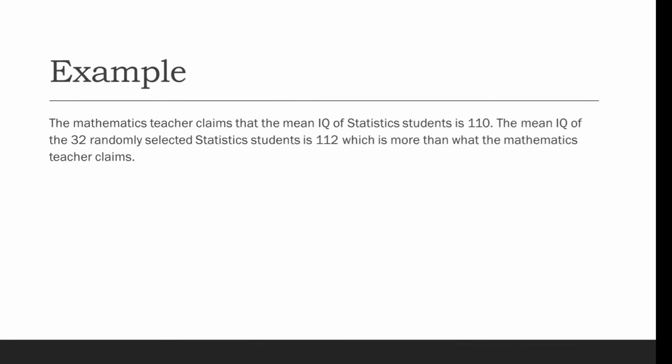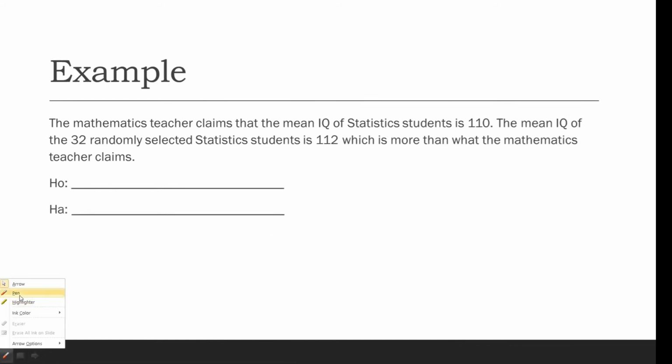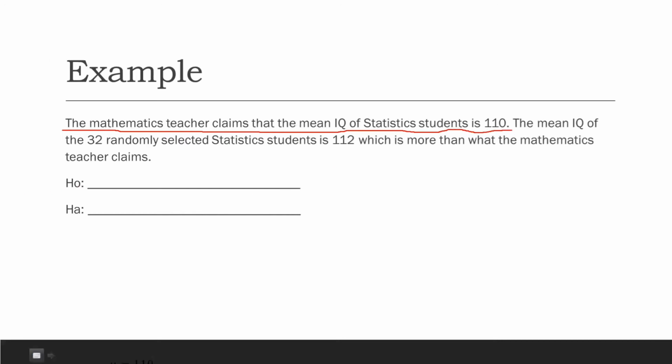The mathematics teacher claims that the mean IQ of statistics students is 110. The mean IQ of the 32 randomly selected statistics students is 112, which is more than what the mathematics teacher claims. So we are going to find the null and the alternative hypothesis. So let's go back to our problem. So the mathematics teacher claims that the mean IQ of the statistics students is 110. So this is our null hypothesis. So mean is equal to 110.